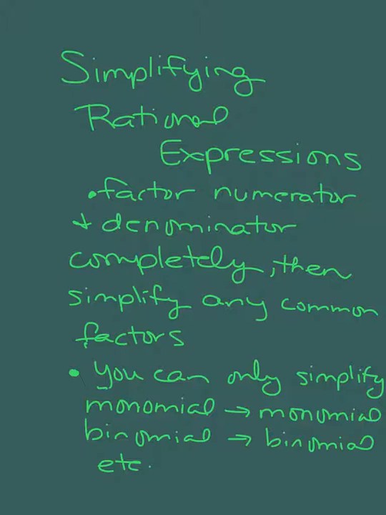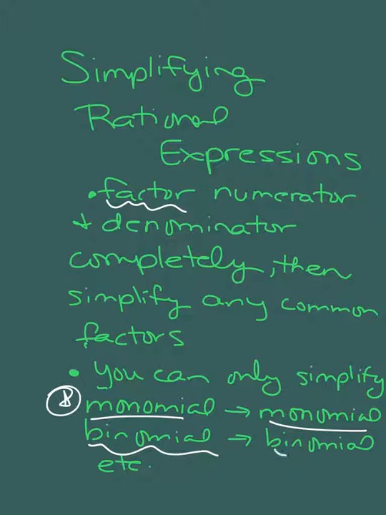When we want to simplify rational expressions, we need to do a couple things. We want to factor the numerator and denominator completely. We're going to pull those apart. Then we're going to simplify any common factors. The second thing we need to keep in mind when we're simplifying is I have to simplify a monomial for a monomial, a binomial for a binomial, and so on. So what we're saying is, to simplify, the polynomials have to have the same number of terms and they have to be exactly the same, which we'll see in some examples.